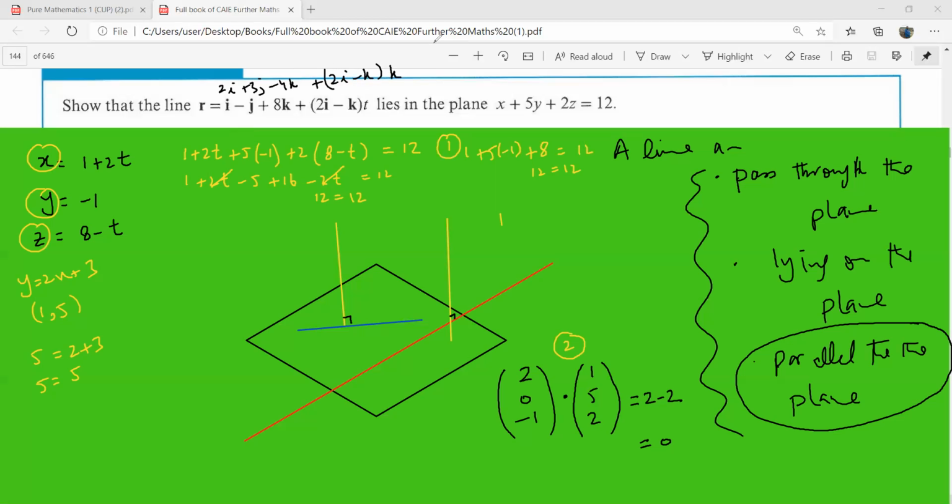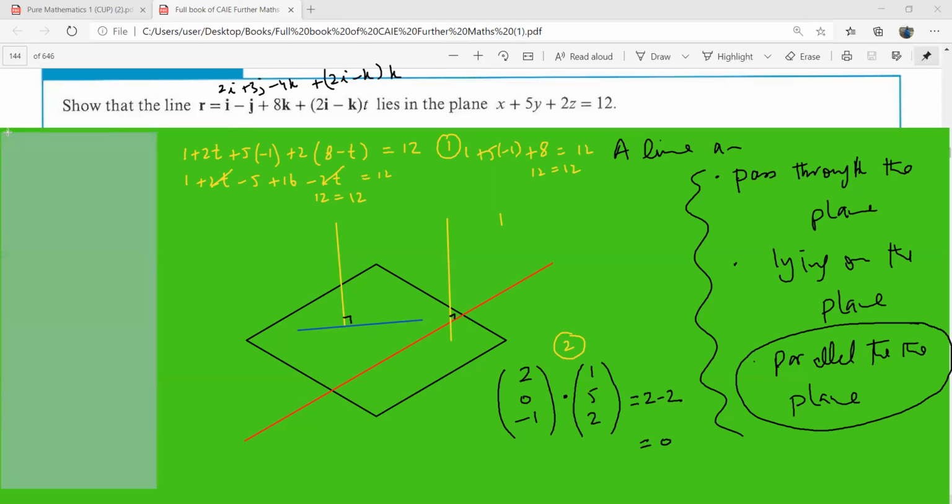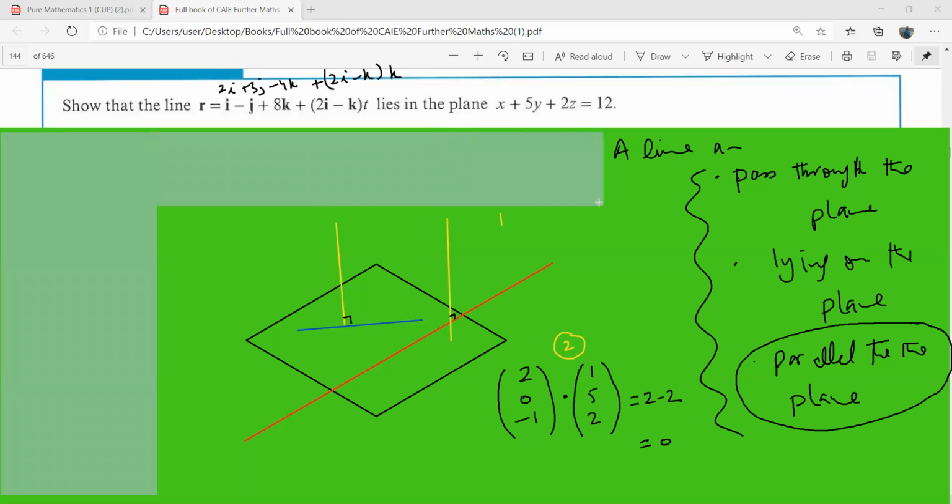Just wait. Okay, let me clear this, and this as well. Now, just see. You will have your x equal to 2 plus 2t, your y is equal to 3, that's it, your z is equal to 8 minus t.